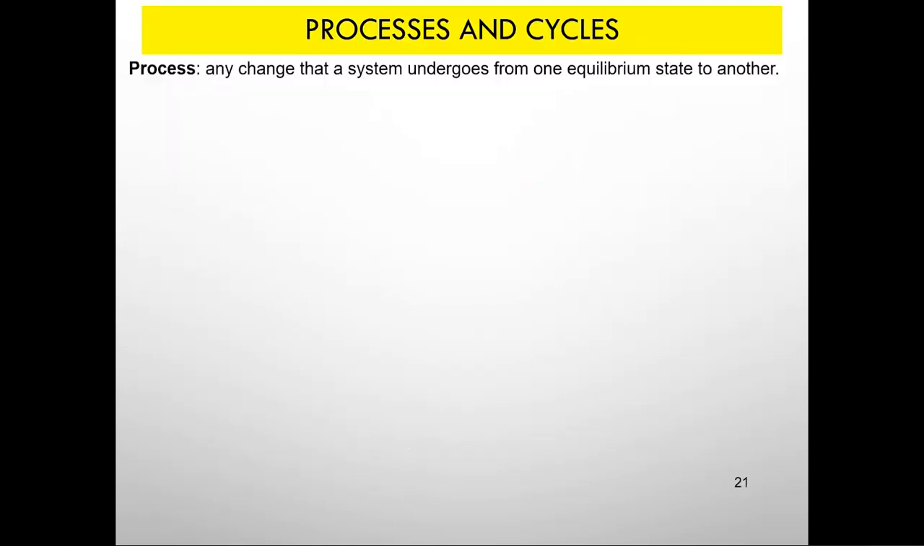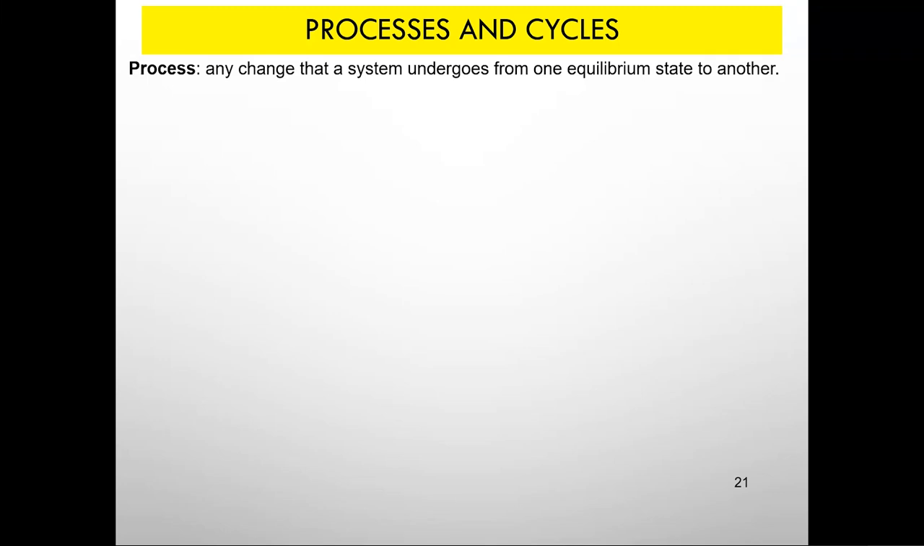Process, as it says, is what any system undergoes from one equilibrium state to another equilibrium state. That means that the states are changing now. But the process is defined by equilibrium states. One equilibrium state is changing, and a new equilibrium state is being acquired.